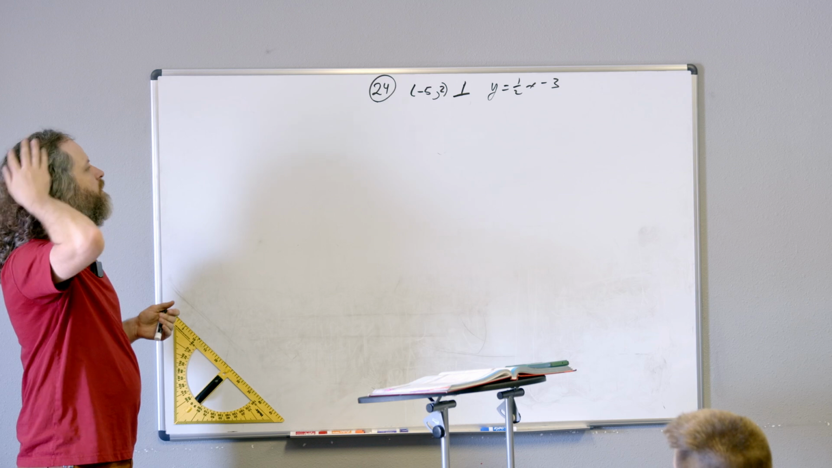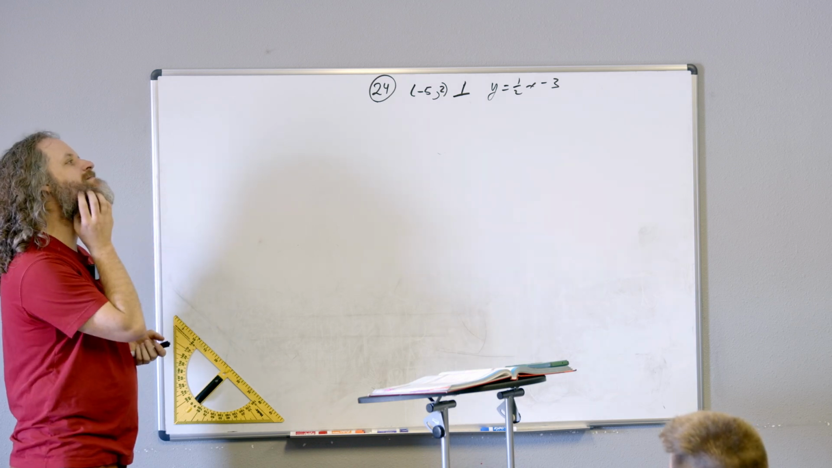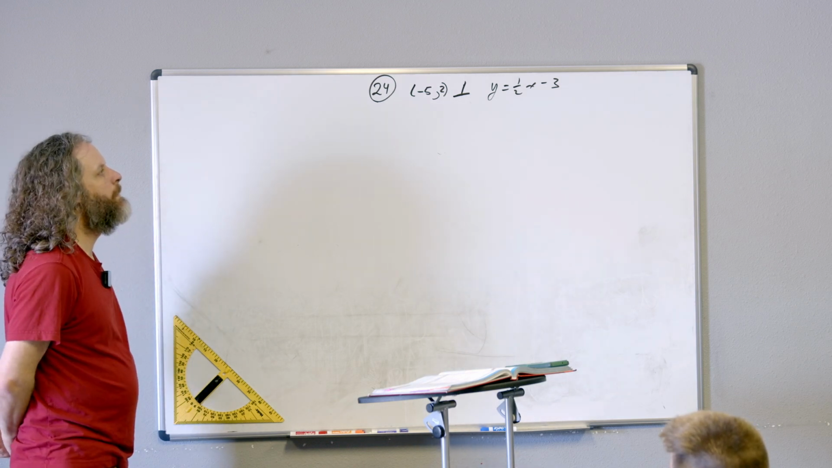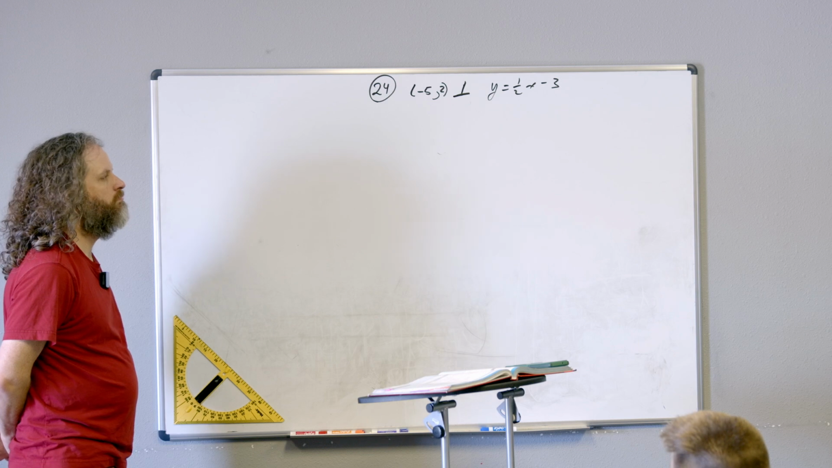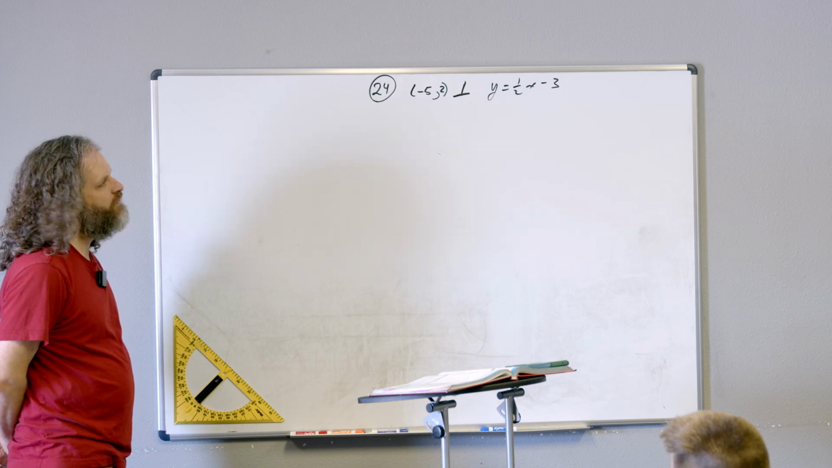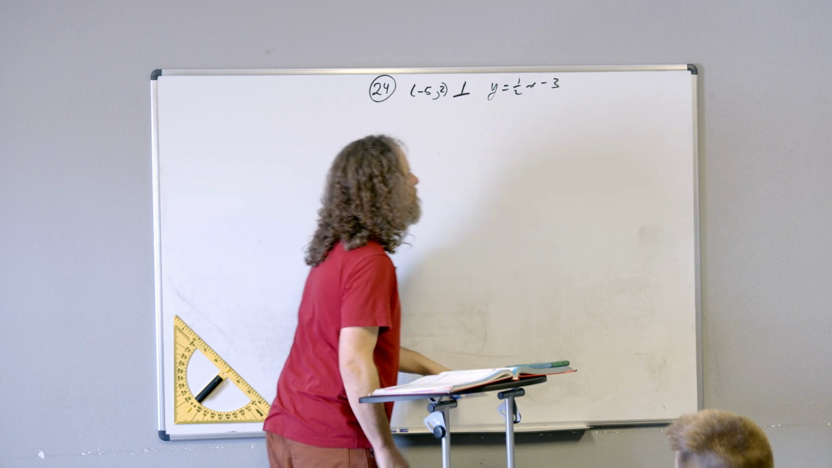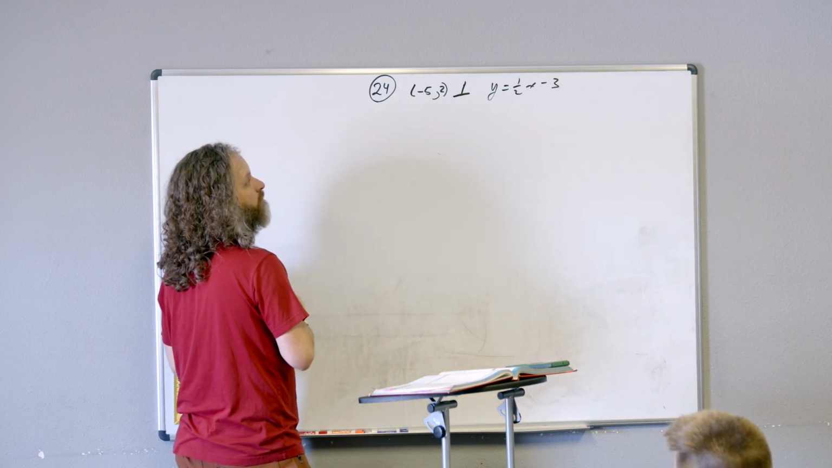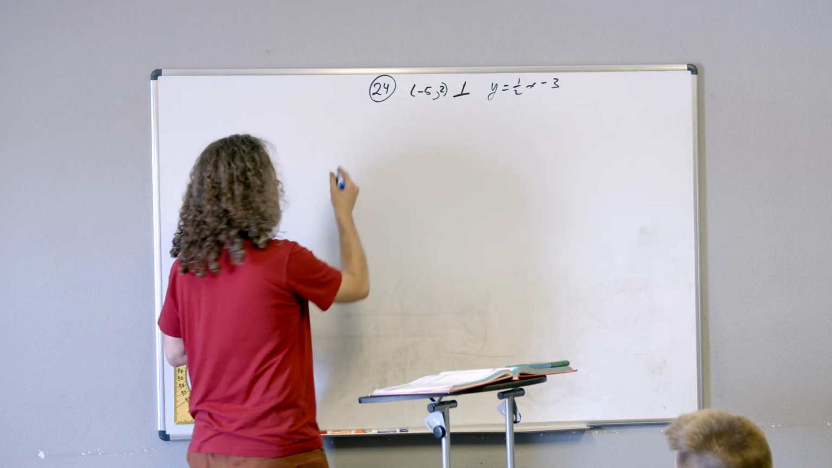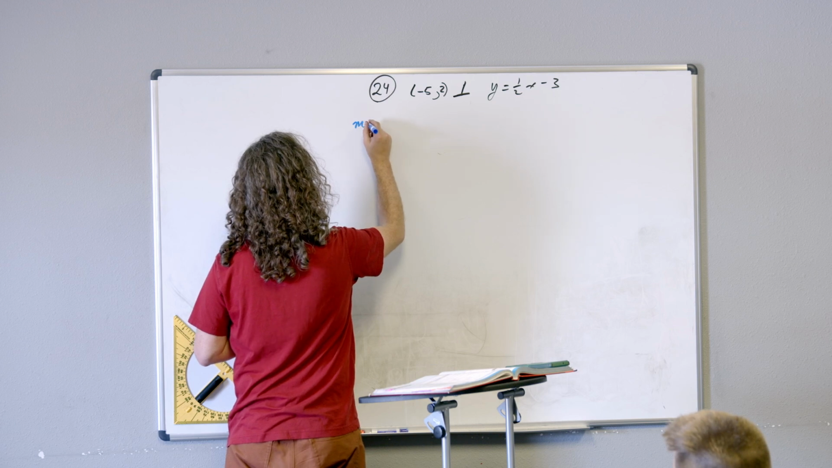That we have to use its opposite reciprocal, yeah, that's true. So what would our slope be? Negative, because opposite, right? Negative 2/1.